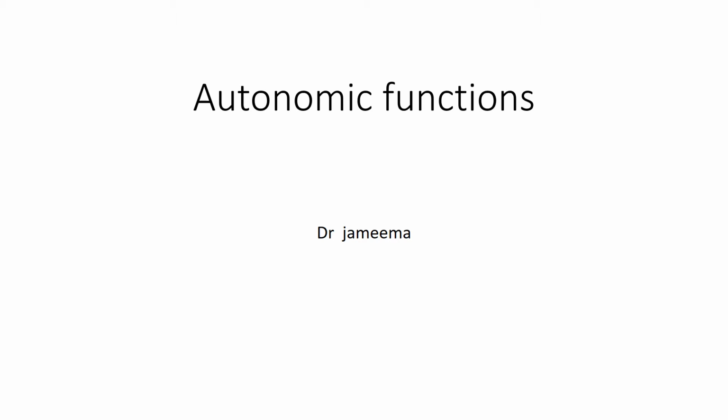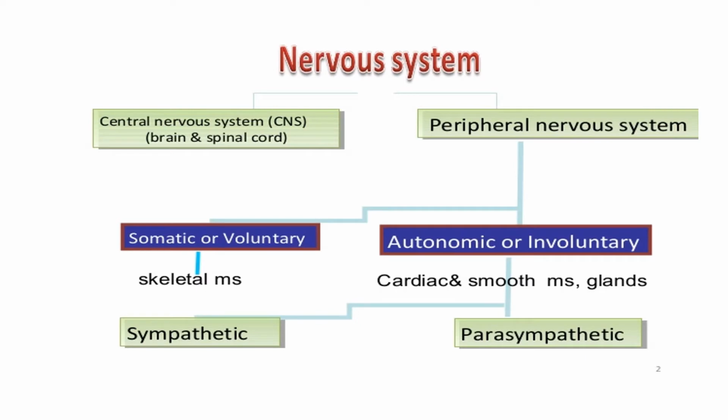As practical, before going to the practical part, I'd like to tell about the autonomic functions. What is meant by autonomic nervous system, and what are the functions, or how it will be maintaining the autonomic functions. The nervous system is divided into central and the peripheral nervous system.